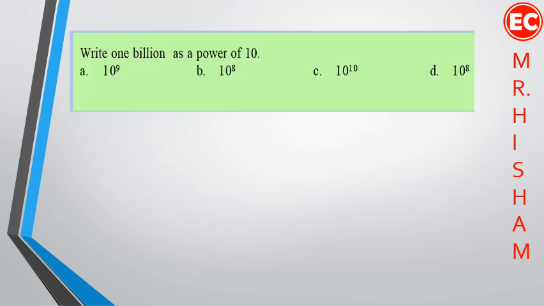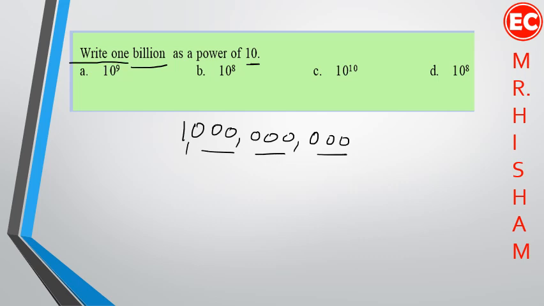Write 1 billion as a power of 10. We know that 1 billion is 9 zeros. 1, 2, 3, 1, 2, 3, 1, 2, 3. So 9 zeros, it means 10 to the power of 9.